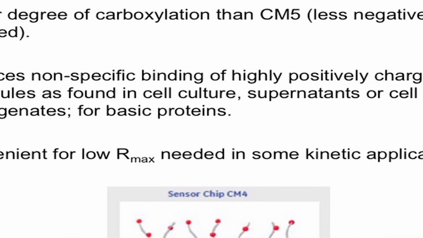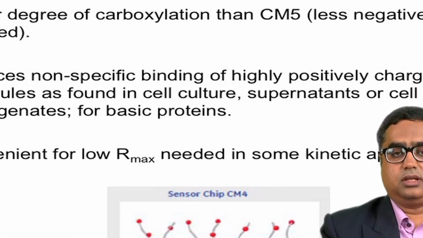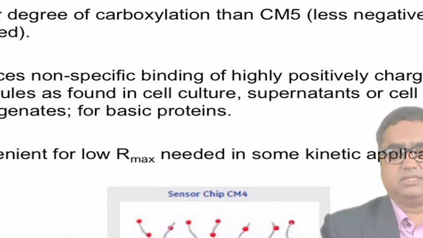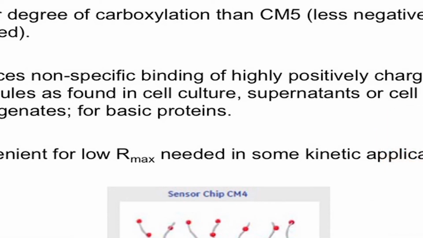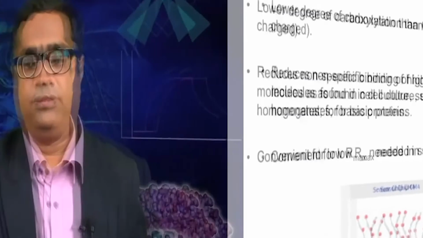Coming to another sensor chip called CM4. CM4 has a little less branching and a low charge, which is less negatively charged, and this particular chip surface is good for low immobilizations or low Rmax immobilizations, especially in cases where you are looking at interactions involving biosimilars.